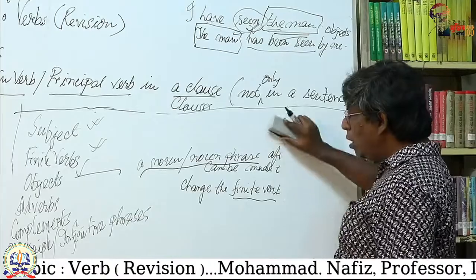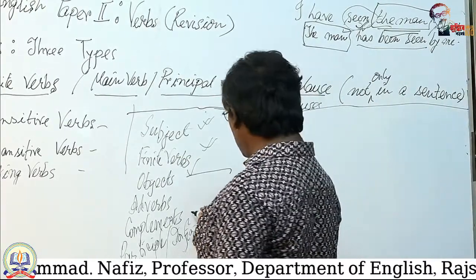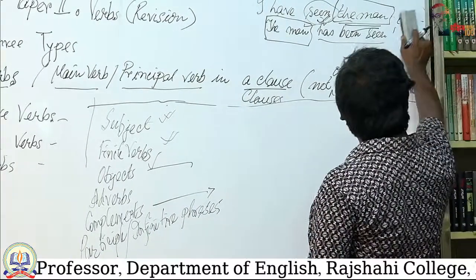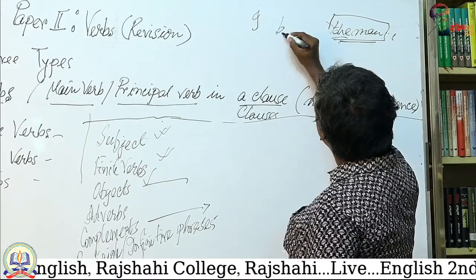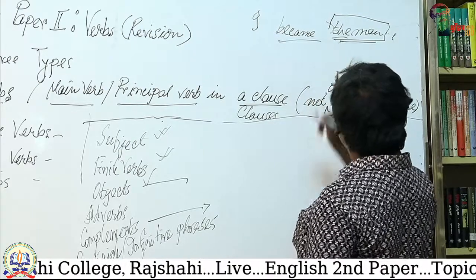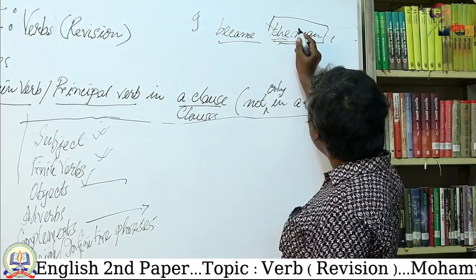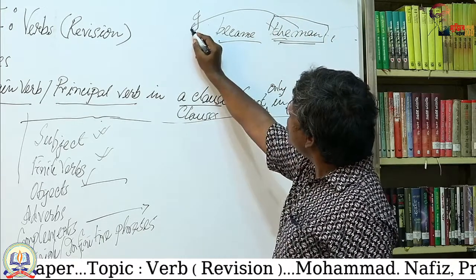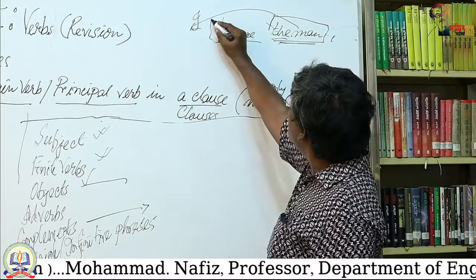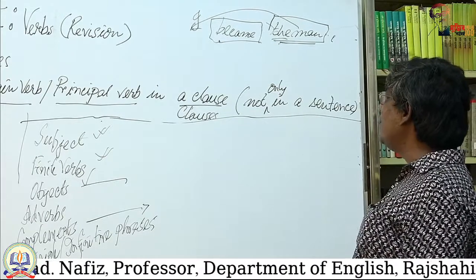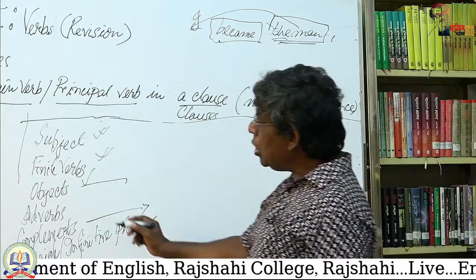Now, we will see what is a complement. Instead of using the verb have seen, I became the man. Look at this sentence. This same noun phrase the man is introducing the subject I. When the noun or the noun phrase after the finite verb identifies the subject or qualifies the subject, it is called complement.